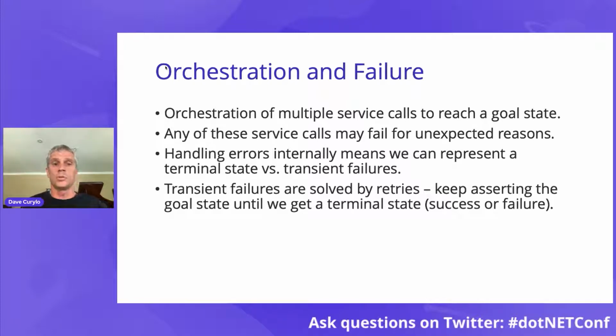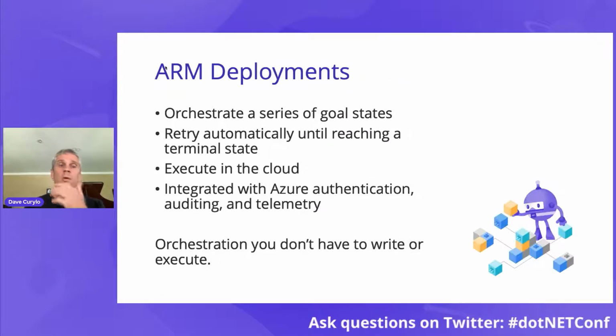And so if you have an orchestrator that's aware of that fact, then it can handle some of that for you. So ARM deployments orchestrate a series of goal states. We've got all these resources, and we want to get them into this state. If they give you some transient errors, like this DNS lookup failed or this web service was briefly down, ARM will go, that's a transient one, I'll just retry it. And then it'll just work, blindly to you. You don't have to worry about it.